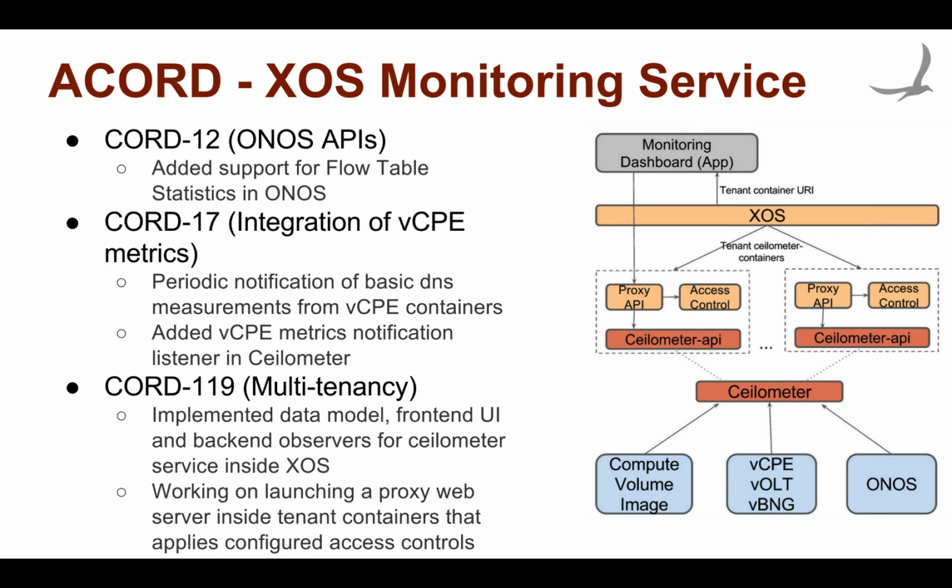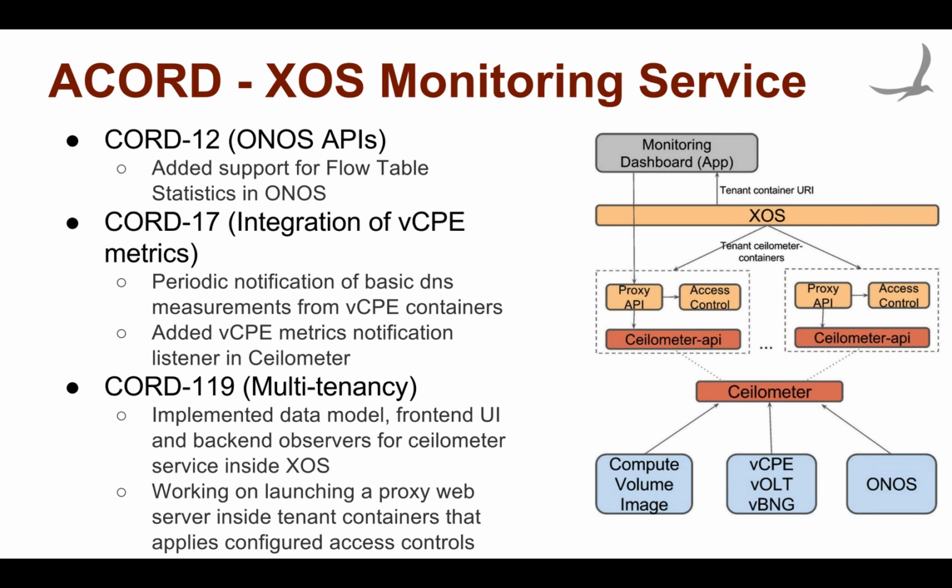The second one is integration of BCP metrics. So we have enhanced the XOS framework to inject a cron job into the BCP Docker containers that periodically notifies about some basic DNS metrics that are available inside the BCP containers.